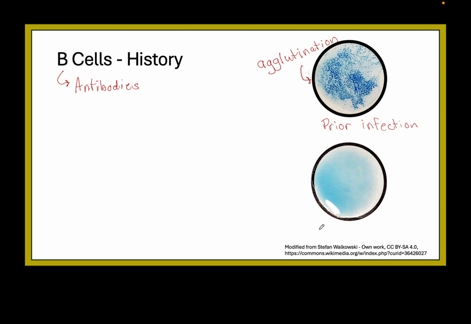Now, if they weren't previously infected, you didn't have this clumping occur. So there was no agglutination, and thus you don't see the clumps that you do in this first one. We know that this is caused by antibodies, also known as immunoglobulins. And so we're going to talk about B cells and their role in the development of antibodies.